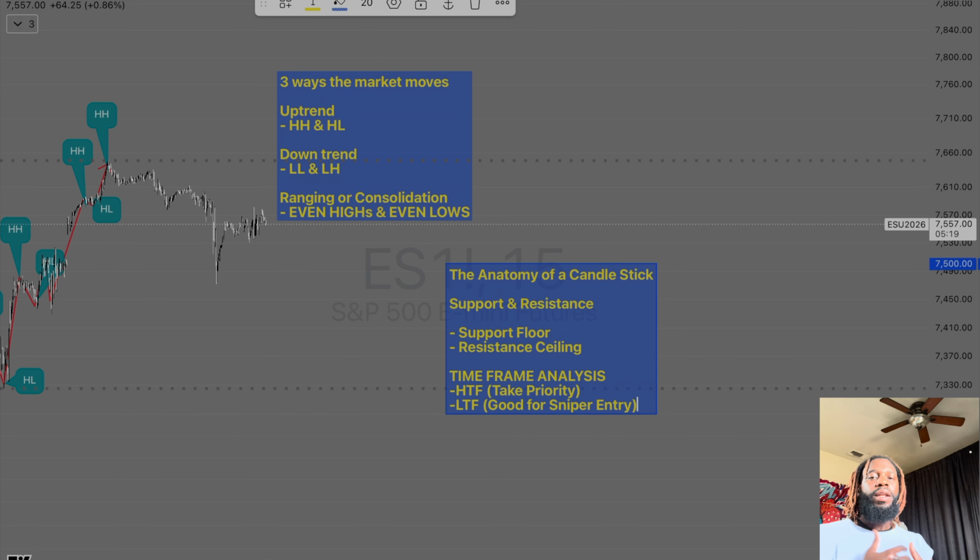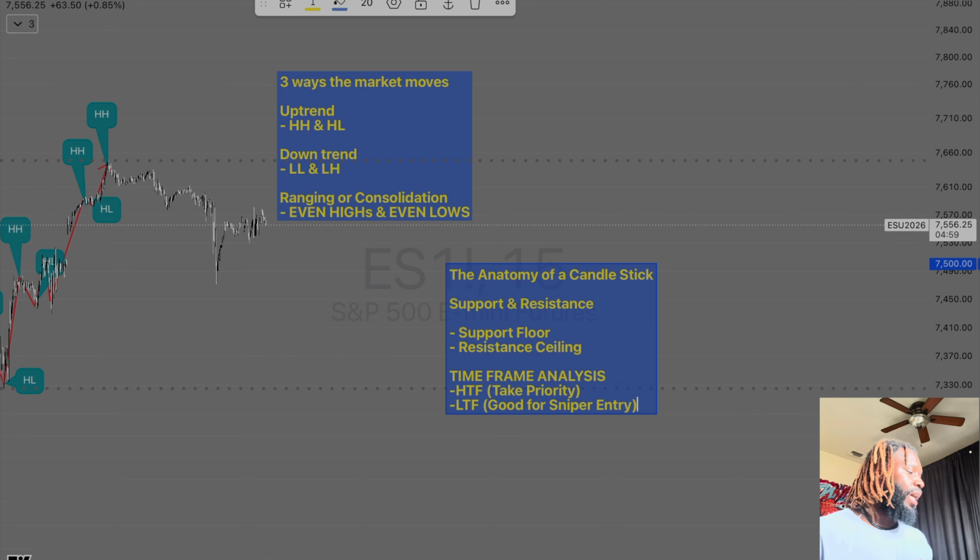So you will see a lot of times swing traders will use a higher time frame, or people who trade from a higher time frame, they hold their trades a lot longer. And then you'll see people who scalp and maybe do intraday trading might trade from the lower time frames.